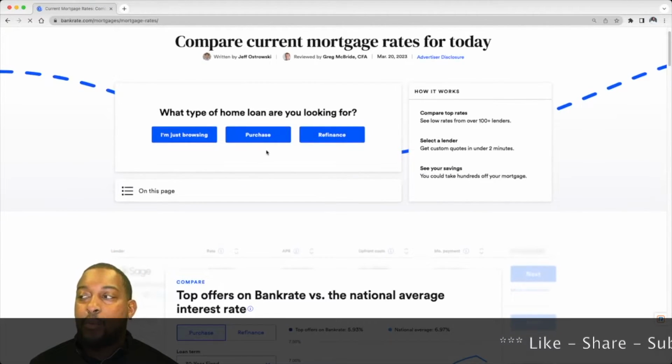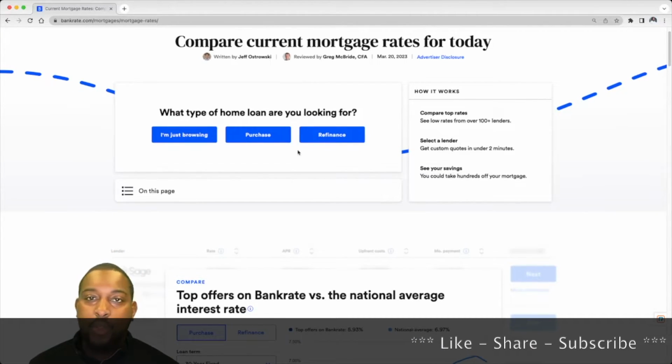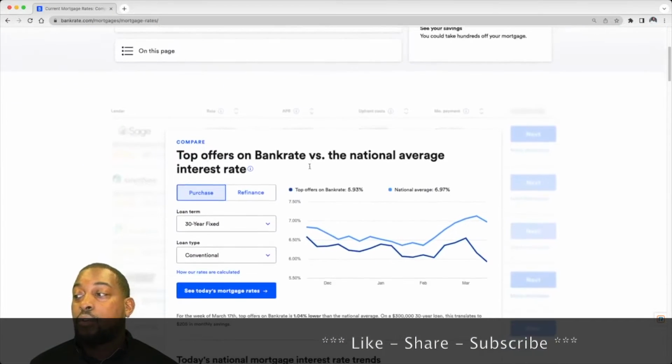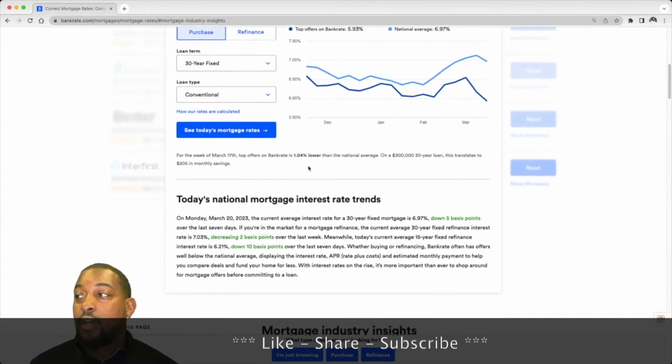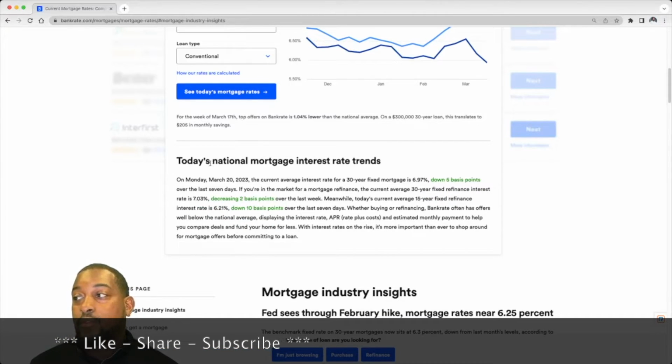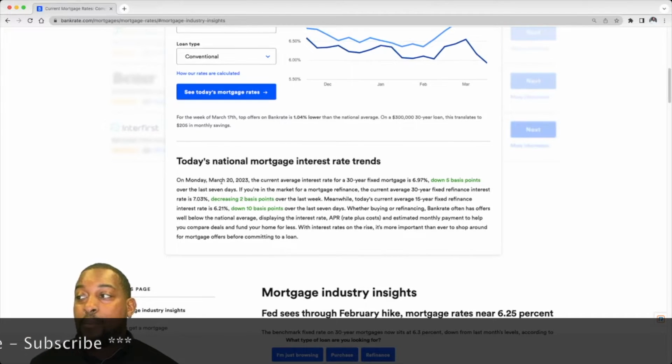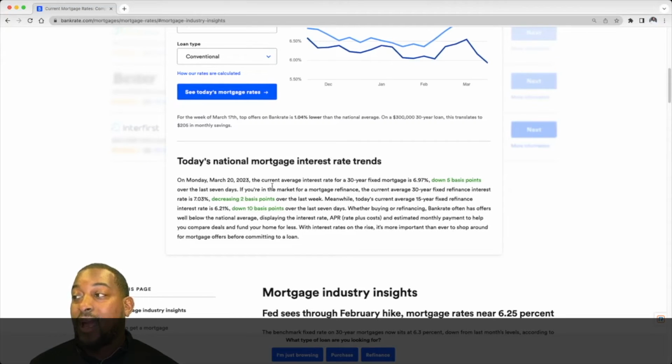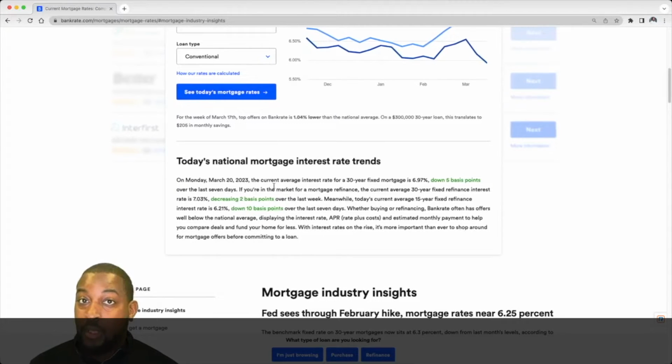Now it's going to ask you a couple questions like what type of home loan you're looking for. You don't have to click that. You can just scroll down and it's going to tell you right away what last week did. But of course, if you're looking for today's national average, the mortgage interest rate trends, on Monday, March 20th, the current interest rate for a 30-year fixed mortgage is 6.9%, down 5 basis points over the last 7 days, which is actually pretty good, okay?